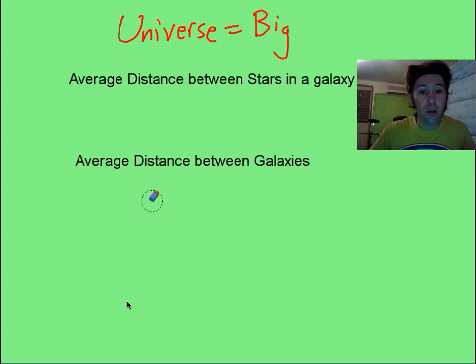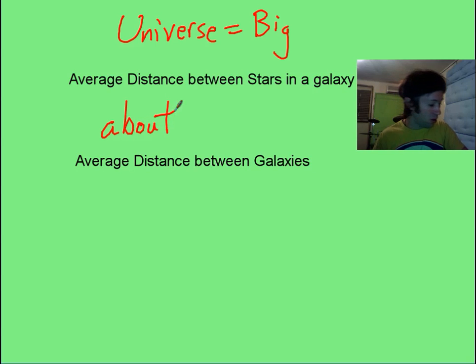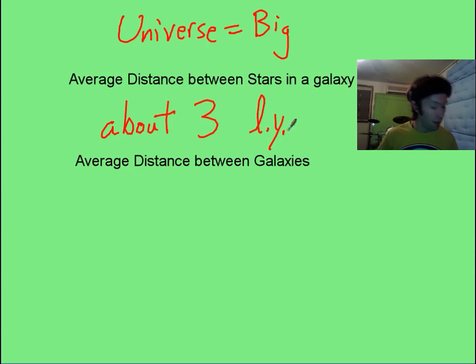Now you should have some sort of appreciation for the distance between stars within our own galaxy and the crazy distances if we want to go to another galaxy. And so we can say that just between stars within our galaxy, the average distance is going to be about 3 light years. Our nearest neighbor is Proxima Centauri as a star, and that is about 4.3 light years.